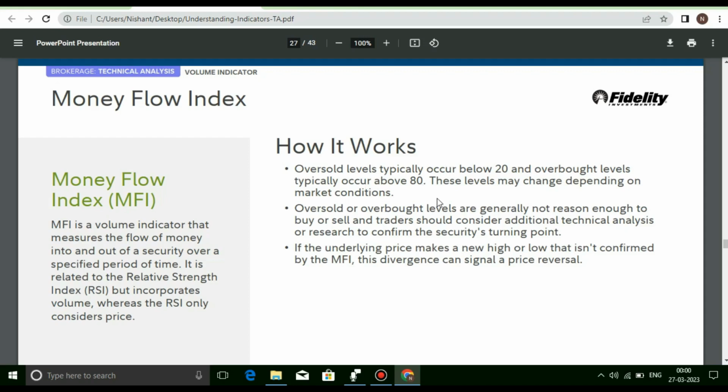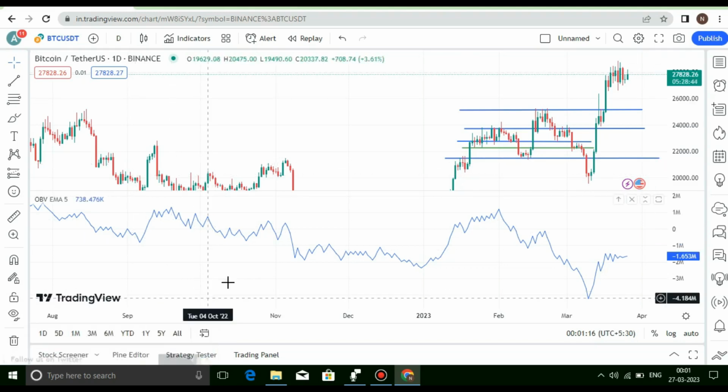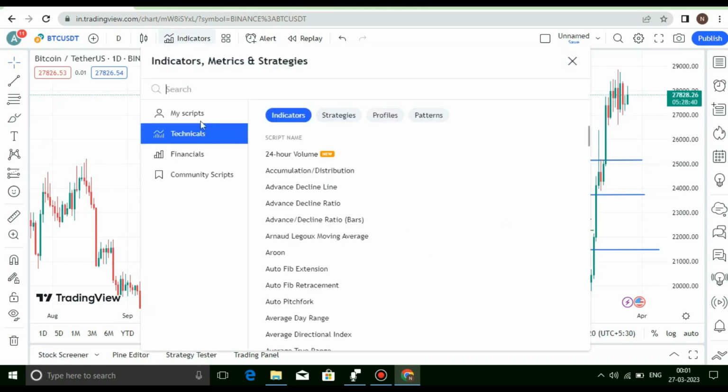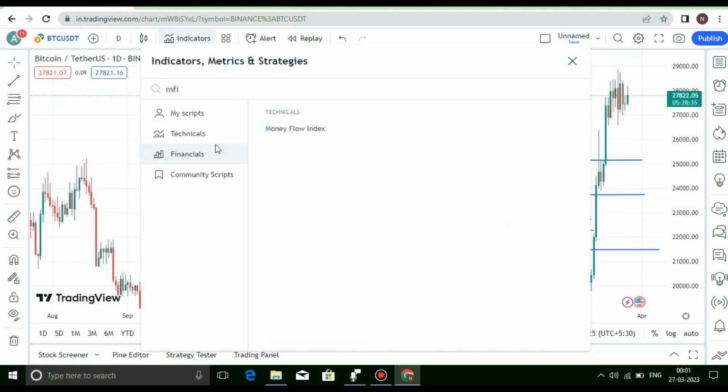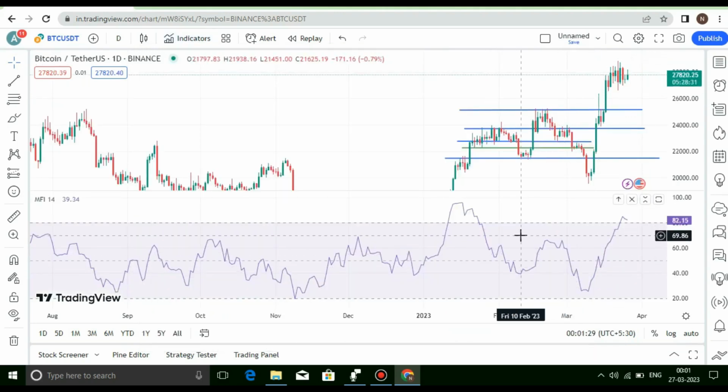How it changes? If the MFI is ticking over the higher levels, then it can be considered that the market is oversold or overbought, something like that. And let's see the MFI over here. So ignoring all the ads, let's cut out OBV and search here: money flow index. So here we have it, guys, money flow index over here.